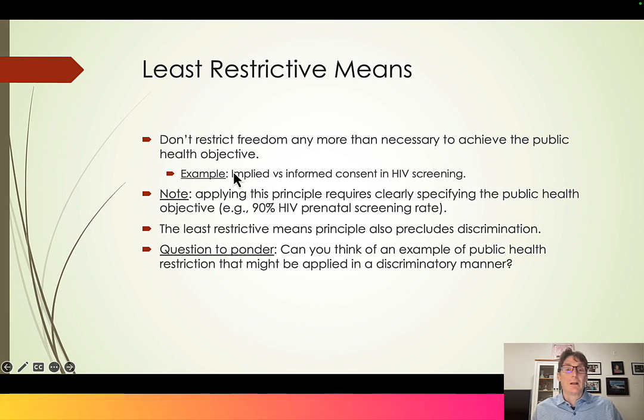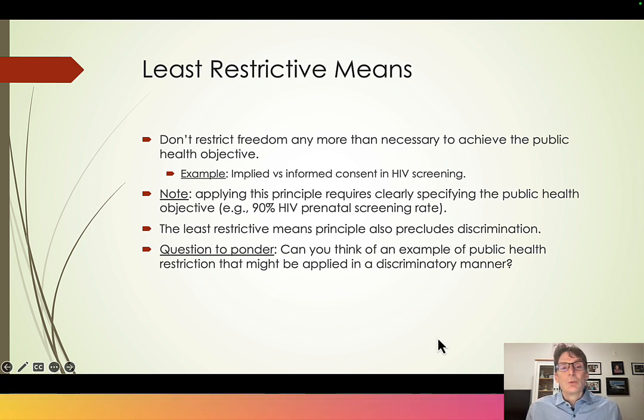So note that to apply this rule, the least restrictive means, you need some kind of criteria for what counts as the public health objective. Say, perhaps you're aiming for a 90% HIV prenatal screening rate in this example, but you need to have some relatively clear criterion for what it means to achieve that public health objective. And then the question is, well, do we really need to go to this more restrictive means to achieve that?